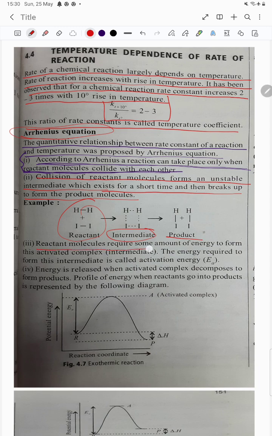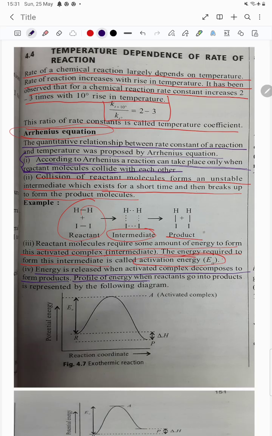Reactant molecules require some amount of energy to form the activated complex, that is, the intermediate. This energy required to form the intermediate is called activation energy. So activation energy is the energy possessed by the molecules to participate in a chemical reaction. Energy is released when the activated complex decomposes to form products.